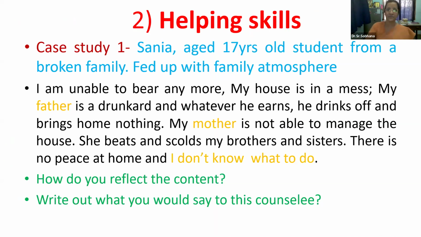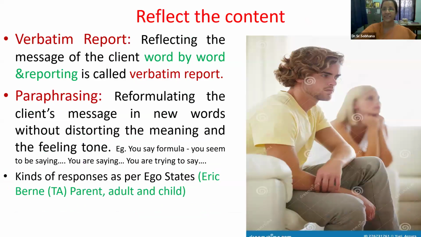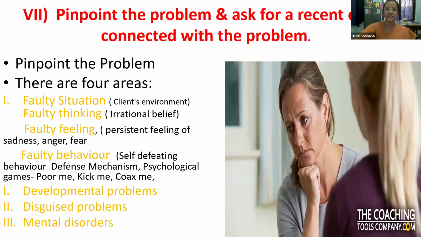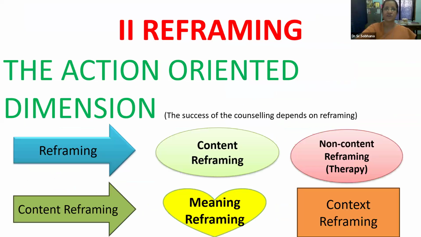Then a little bit about the helping skills, which we saw in a breakout room case study. Then we spoke about the evaluative, interpretative, supportive, probing, and understanding responses we give as counselors to a client. We have seen the verbatim report, paraphrasing, and Eric Berne's ego states in a nutshell. Then the sixth step was dealing with the feelings of the client. Then pinpoint the problem, and ask for a recent event connected with the problem when we are not thorough or not clear about the client's story. There we discussed a little about developmental problems, trauma and stress-related disorders, and personality disorders.